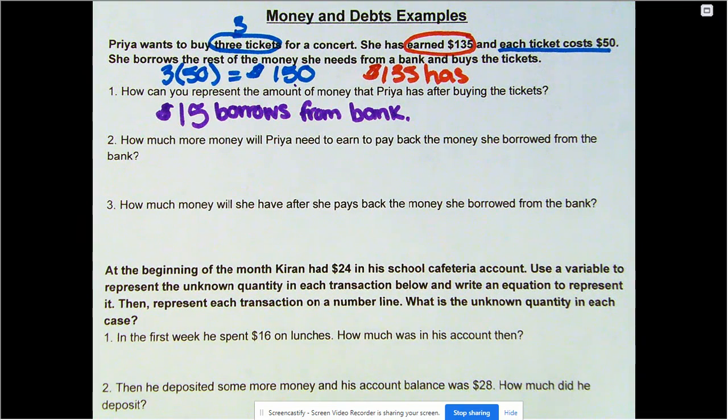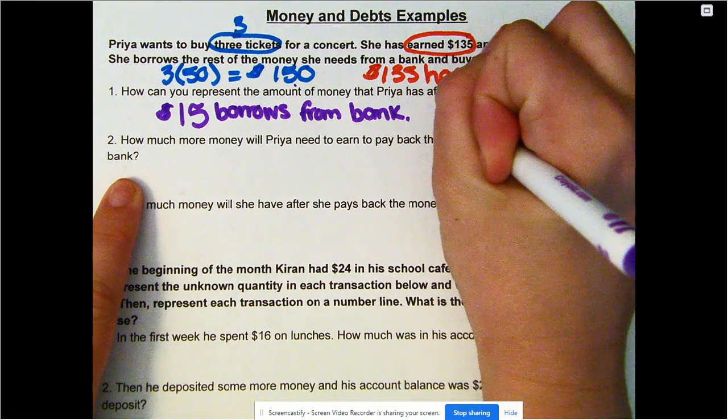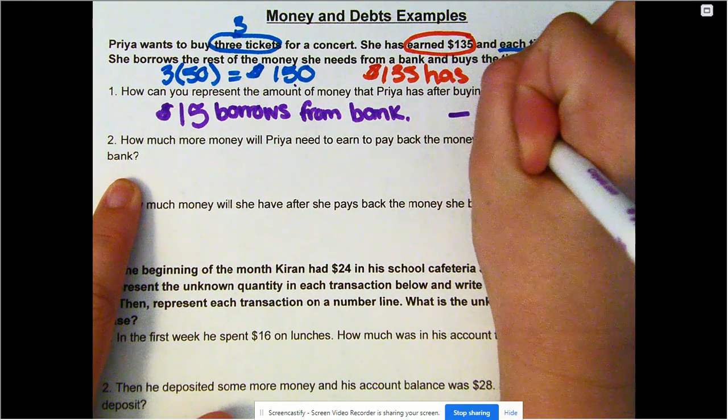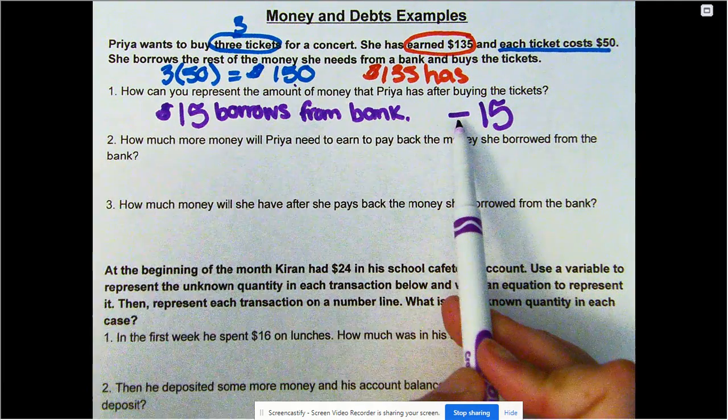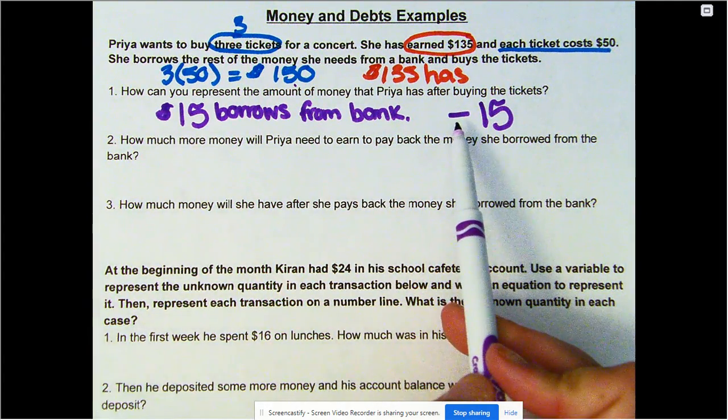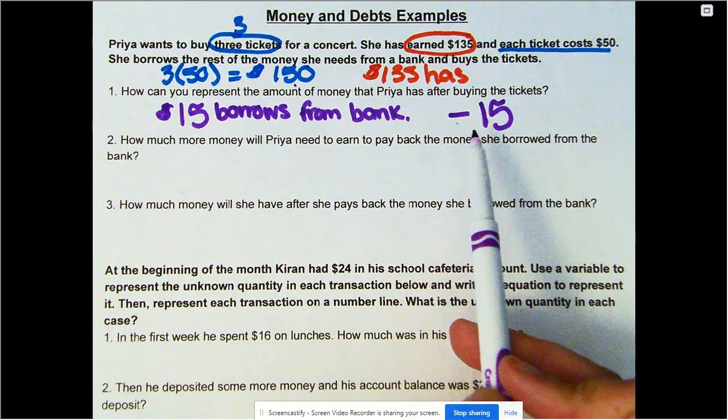So how can we represent money that you have to give back to somebody? That's going to be a negative. So we're going to represent this as a negative $15. Okay, and this negative sign means money that she owes or she has to pay back. This is not money that she can physically spend in her bank account.